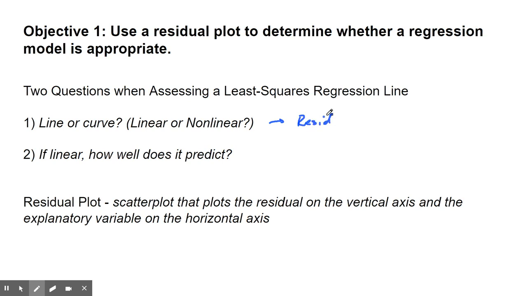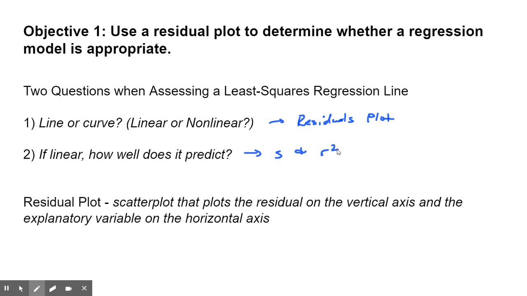So we've talked about residuals. So now let's talk about residual plots. And then to tell how well it does predicting, we're going to look at two things. This letter S, which is going to be the standard deviation of our residuals, and this R squared, which is going to be the coefficient of determination. And again, we'll talk about what that means later on.